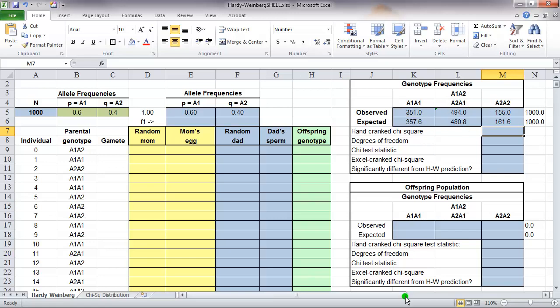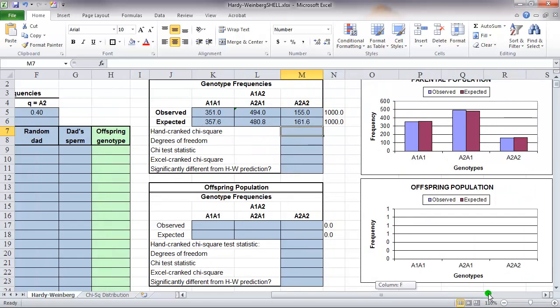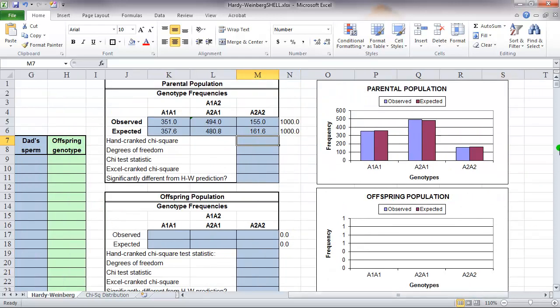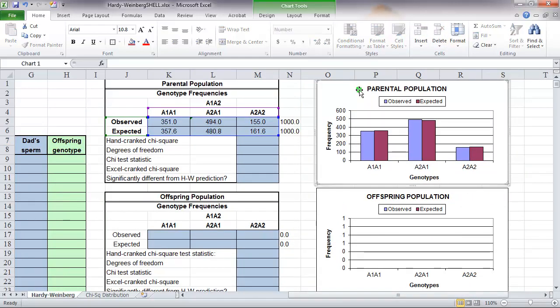So let's take a closer look at these results, and we've actually graphed those for you. If we click on this chart, we can see that the numbers that make up this chart are highlighted. Here we have the genotypes listed across the horizontal axis and their frequency, or the number of individuals, on the vertical axis. There are two series of data here. The observed data is coded in blue, and the expected data is coded in red.